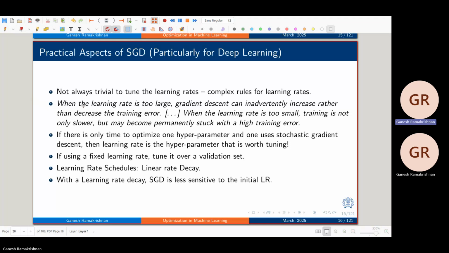So when the learning rate is too small, training is not only slower, that is another problem, right? The whole goal of stochastic was to move faster. But if your learning rate is small, then you're not moving fast because of the learning rate, despite being stochastic. So the question is, if you had limited time, what would you optimize? Would you optimize any one hyperparameter?